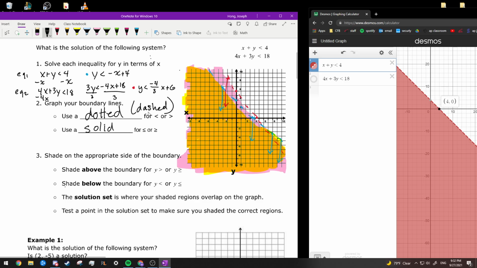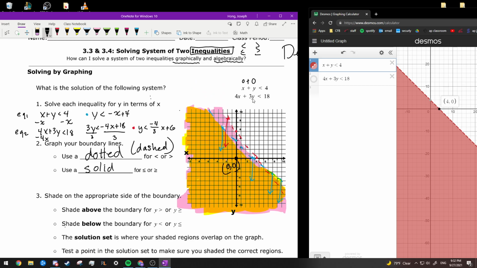So the solution set is where the shaded regions overlap on the graph. Test the point by making sure that our statement is true just by choosing a point. I'm going to choose a very easy point, which is going to be 0, 0. 0 plus 0 is less than 4. Well, that's true, and that means that my double shaded area is good for now.